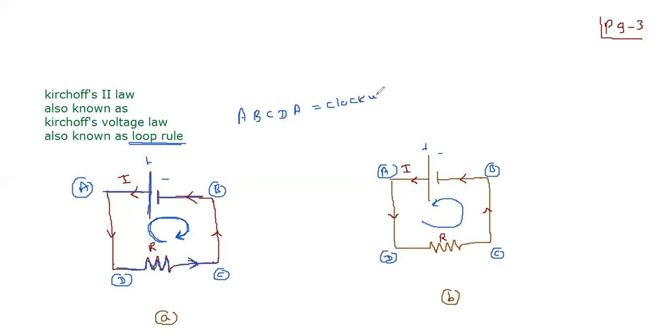Current flows from positive to negative. Yeah, current always flows from positive to negative. I am going the loop. I am taking the loop in my own direction. I can take the loop either clockwise or anti-clockwise. That is my own wish.